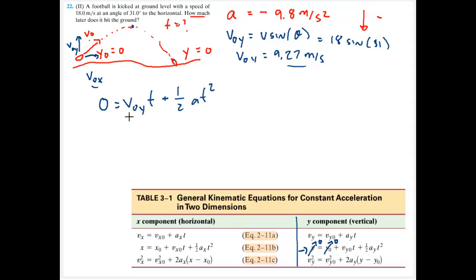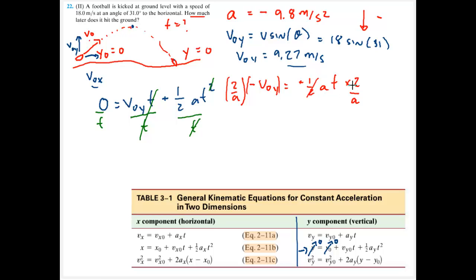What I can first do is divide everything by time. 0 divided by time is still going to be 0. I cancel out a time there, and one of my times there. Then I'm going to subtract v0y from both sides, and I get negative v0y is equal to 1/2 acceleration times time. I'm going to multiply both sides by 2 and divide both sides by acceleration. So I put my 2 divided by acceleration right there.